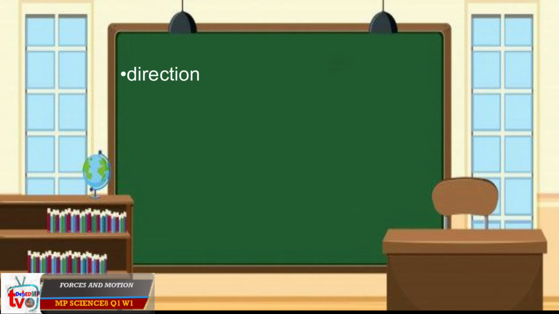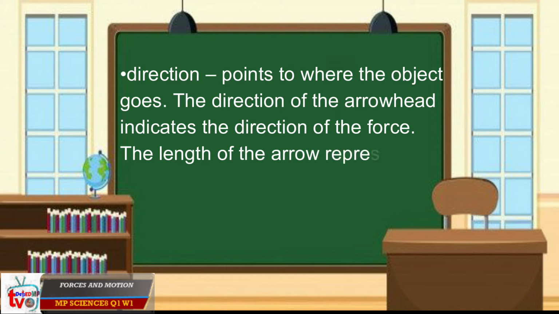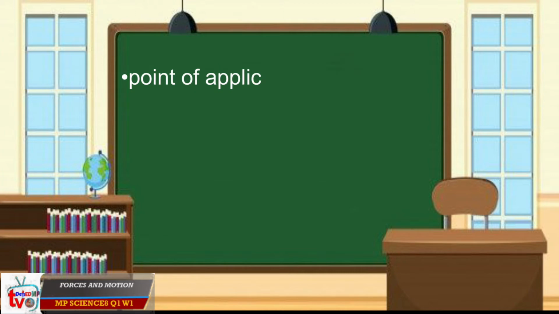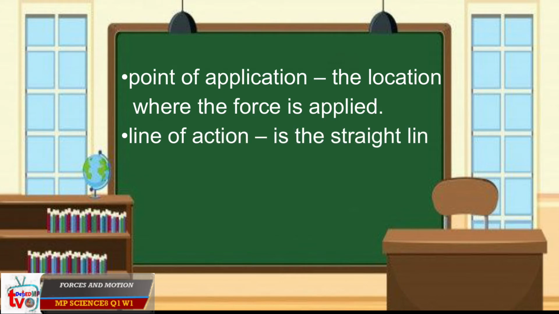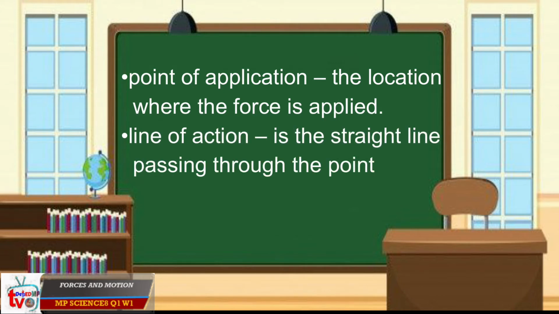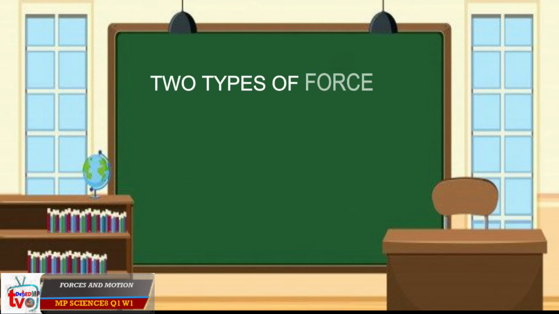Next, direction. The direction of the arrowhead indicates the direction of the force. The length of the arrow represents the amount of force relative to magnitude. Point of application: the location where the force is applied. Line of action is the straight line passing through the point of application and is parallel to the direction of force. There are 2 types of force, namely contact force.